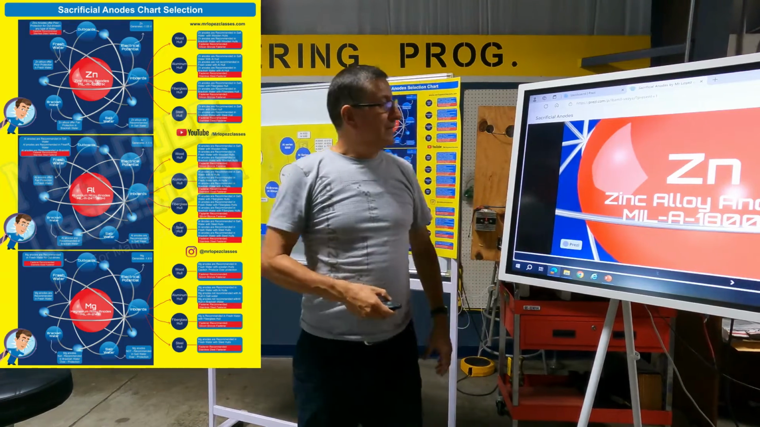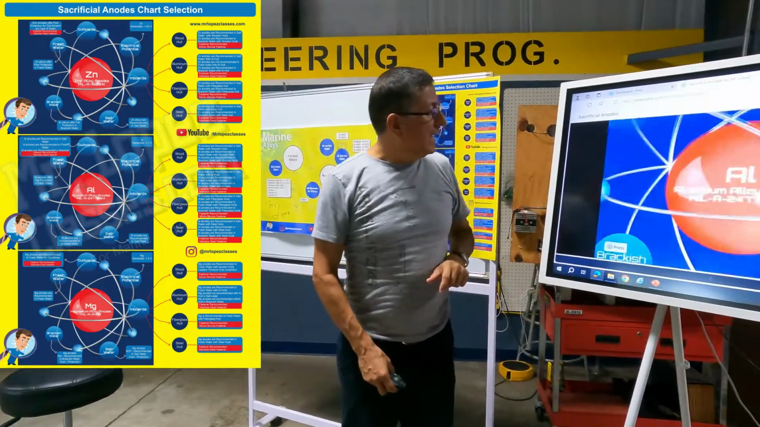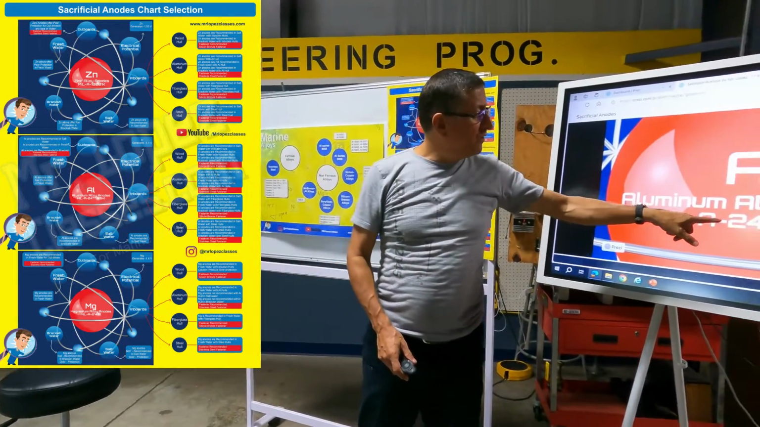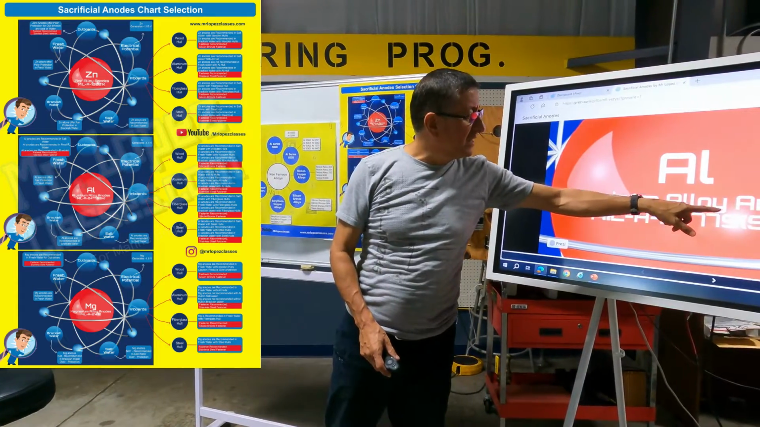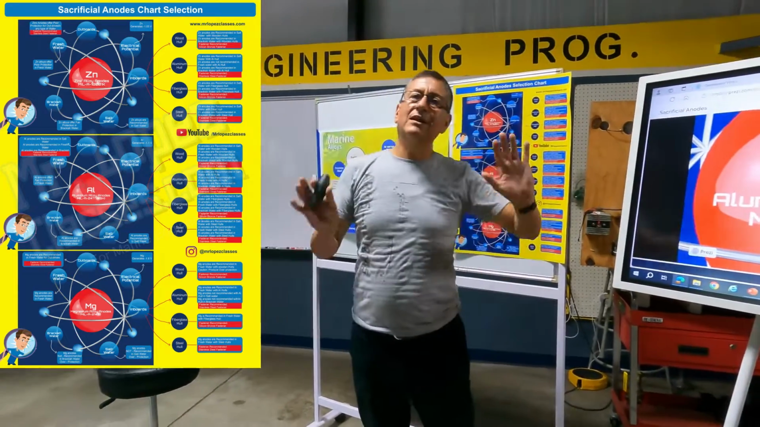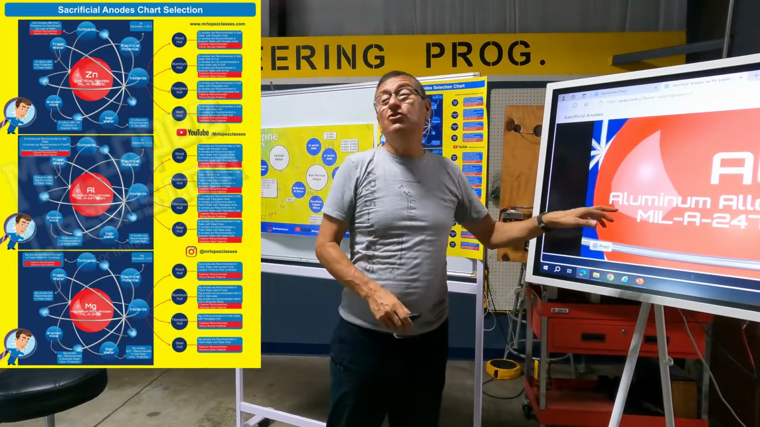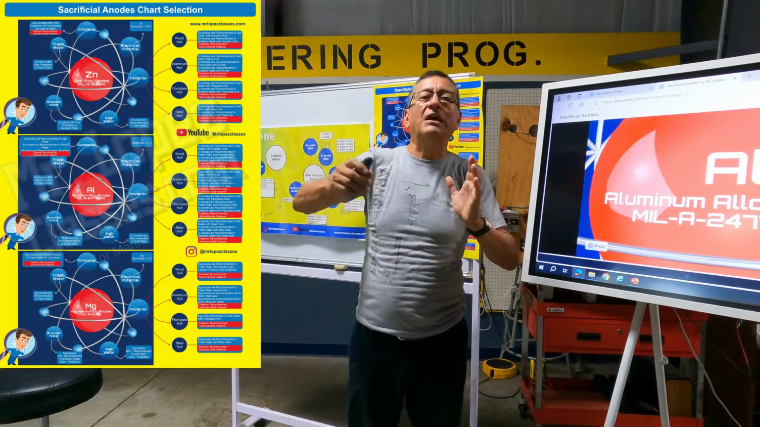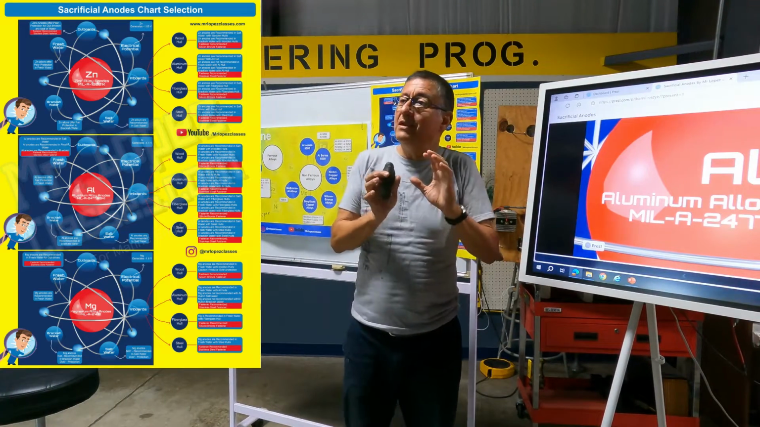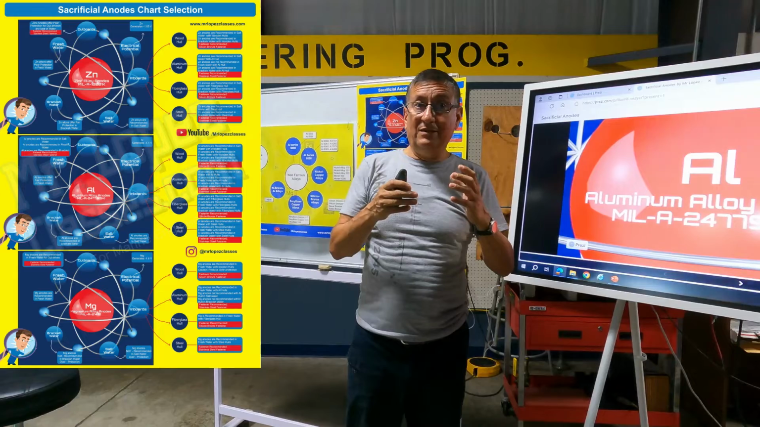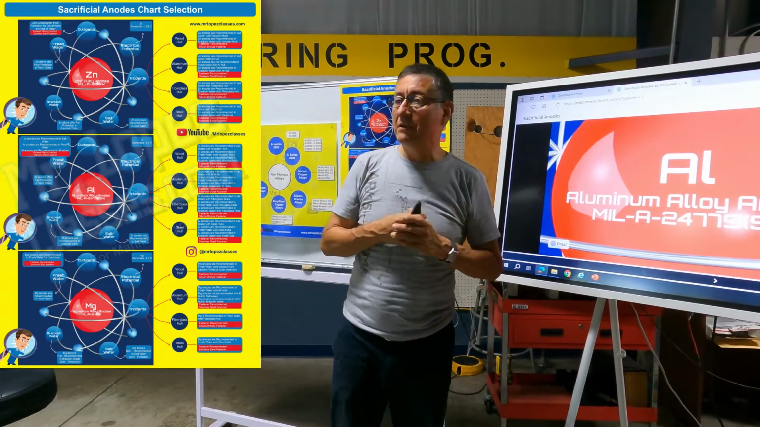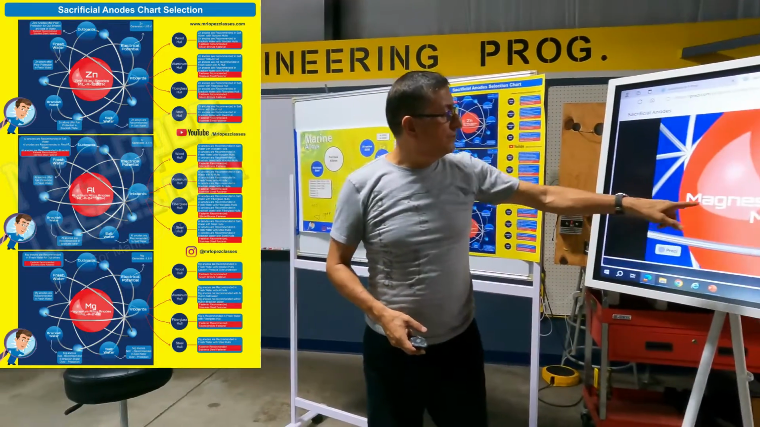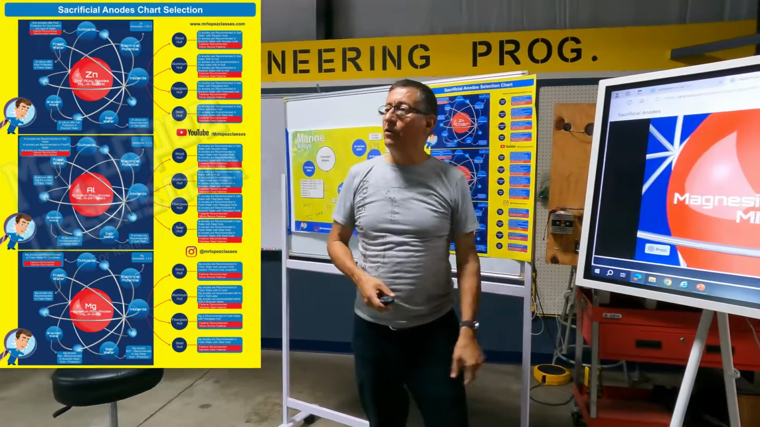All right. For example, aluminum. The technical name is MIL A24779SH. That's the specification of that alloy. It's not pure aluminum. The main component is aluminum, that's correct, but aluminum plus other ingredients. And that alloy is highly anodic. For example, magnesium. This is the technical name of that alloy.